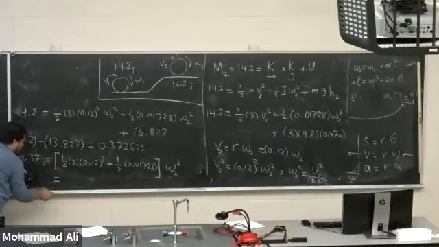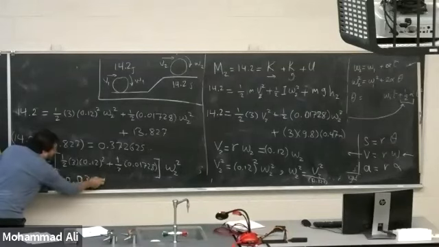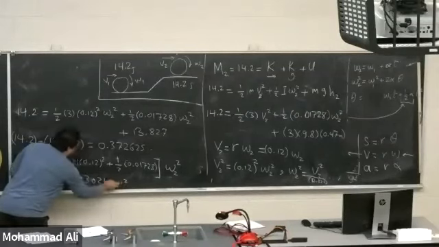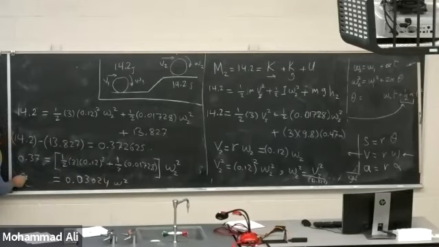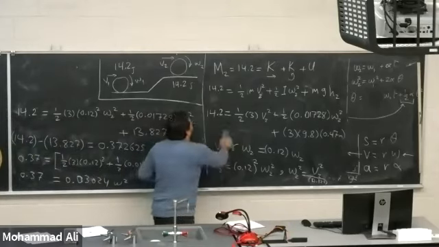It is equal to 0.3, no, 0 again. Another 0.3024 multiplied by omega squared. This is equal to 0.37. Yes, it is very simple now. We can find omega squared.